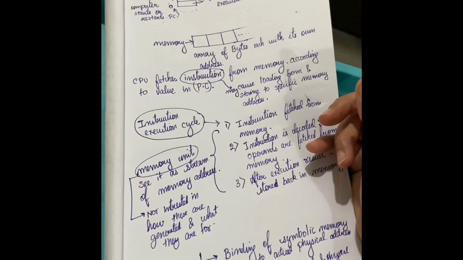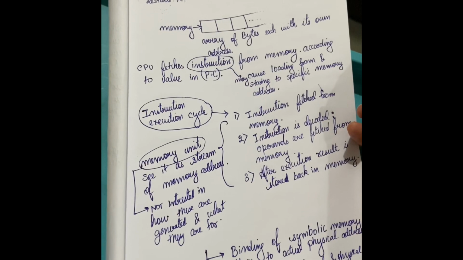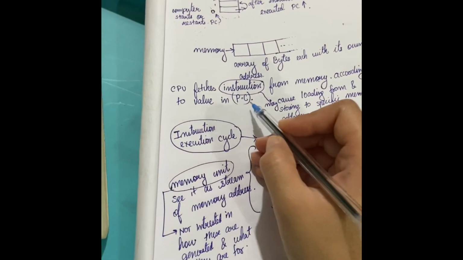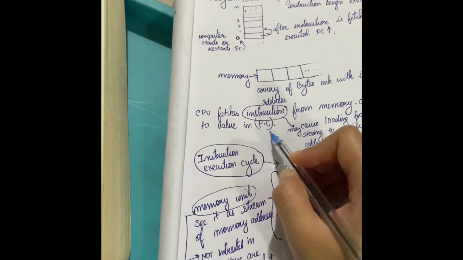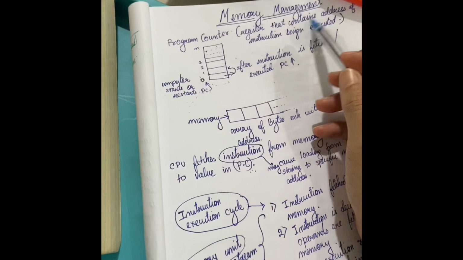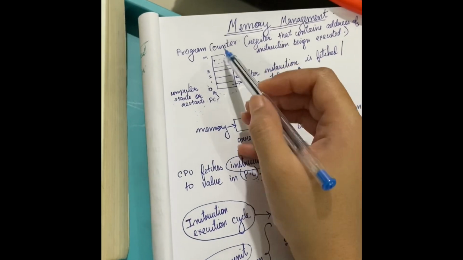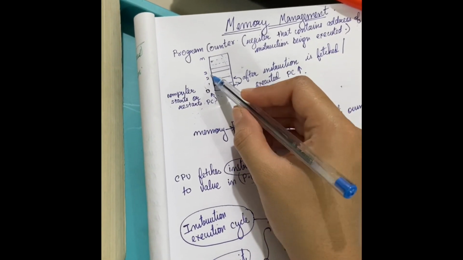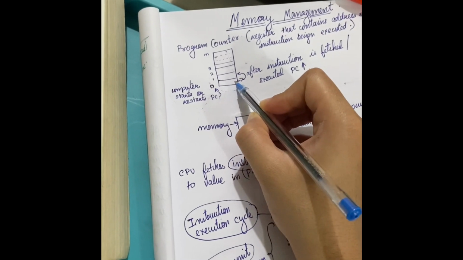When a CPU runs, it fetches instructions from memory, and these instructions are according to the value in the PC. PC is the program counter. Now what is the program counter? The program counter is a register which contains the address of the instruction being executed.